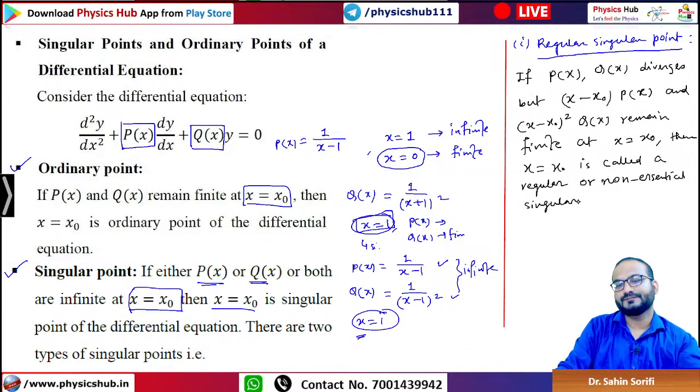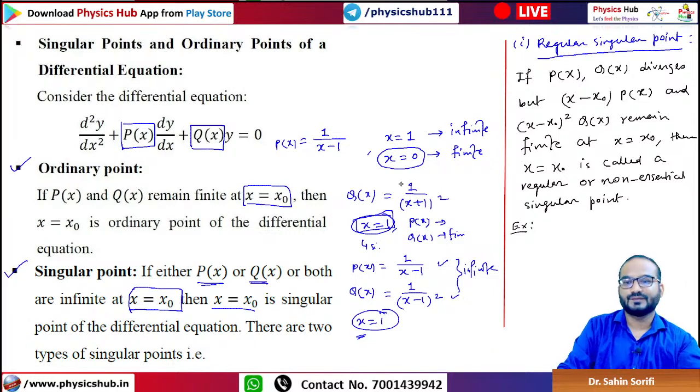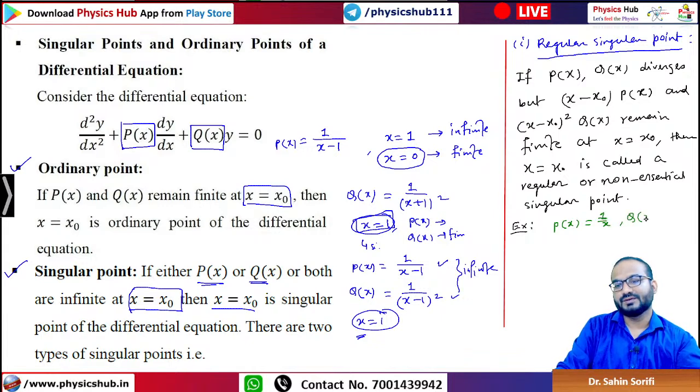Understood this one? For an example, let's say p of x is equal to 1 by x, and q of x is equal to 1 by x square. So as you can see, x equals to 0 is a singular point, because if you put x equals to 0, p of x is infinite or undefined, and q of x also diverges.